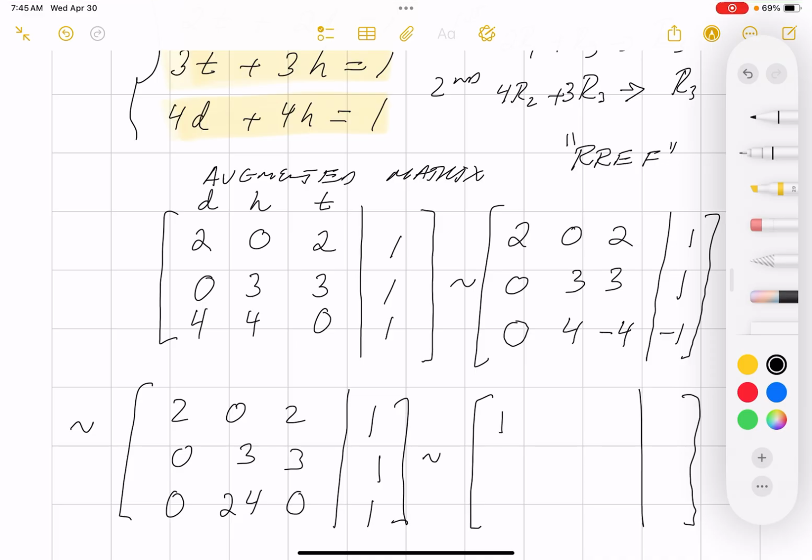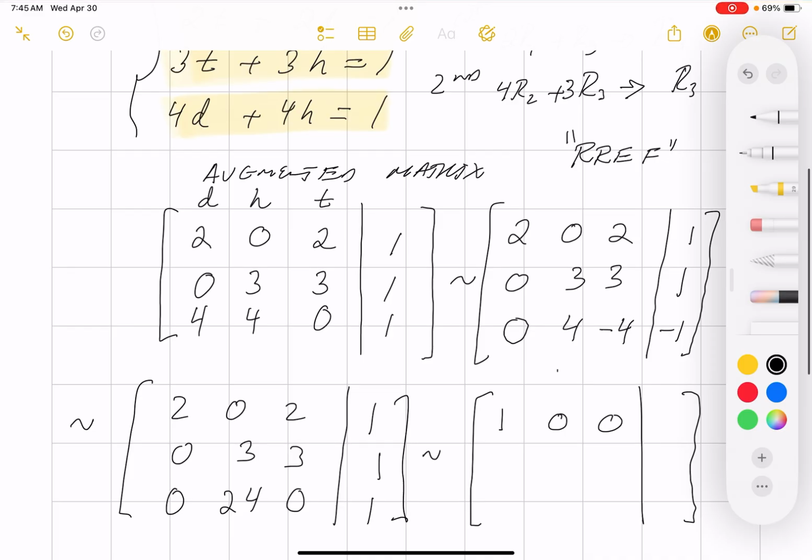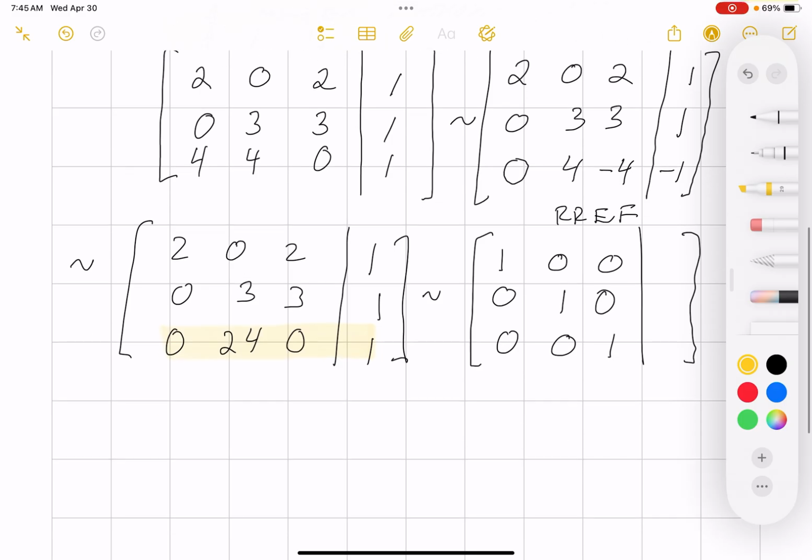So it's going to be 1, 0, 0. This is reduced row echelon form. 0, 1, 0, 0, 0, 1. But one thing, I can read this row now. I know what that says. Let me write that down for you.